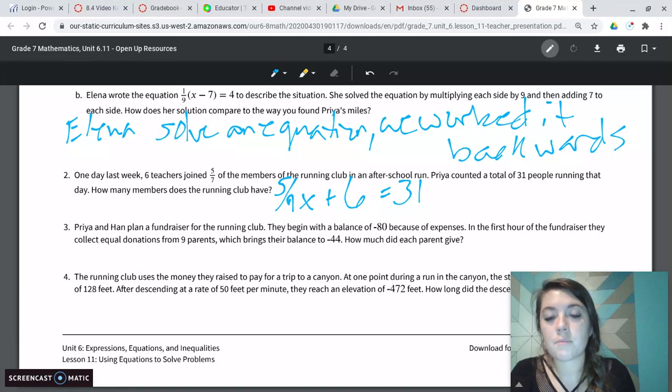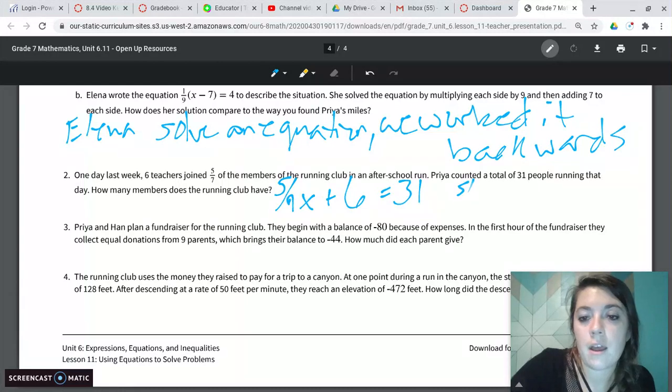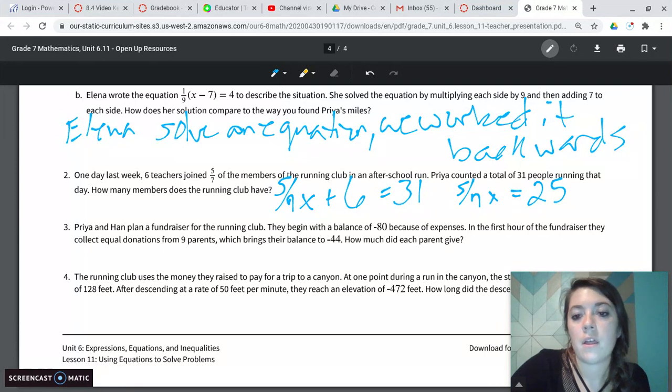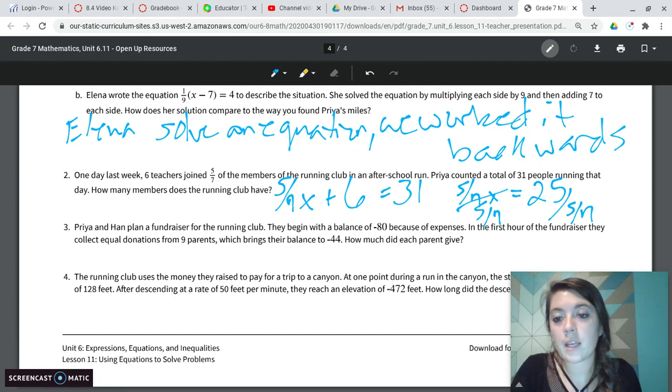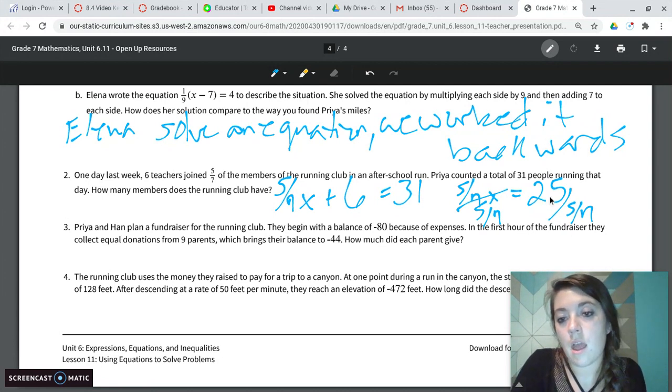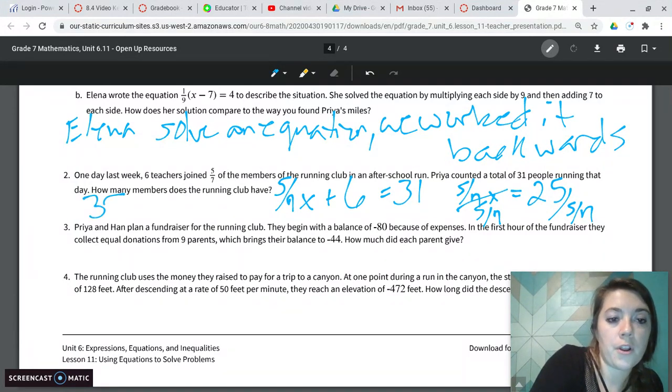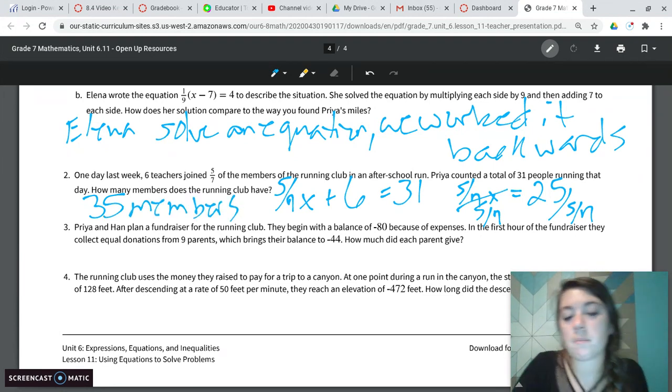So if we take and subtract 6 from 31, we're going to get 5/7 X equals 25. Then we'll divide by 5/7. And so remember, if we're dividing with a fraction, it's the same as multiplying. So we're going to take and multiply 25 by 7/5, and we're going to end up with 35 members. So always remember your same times flip.